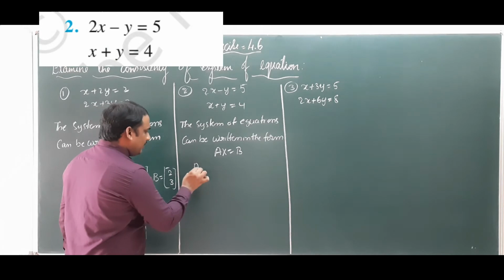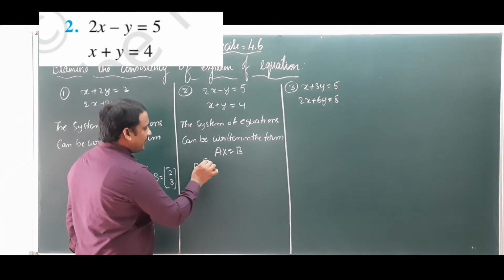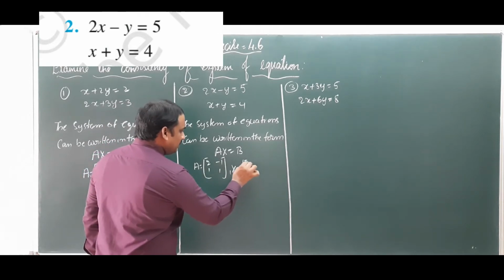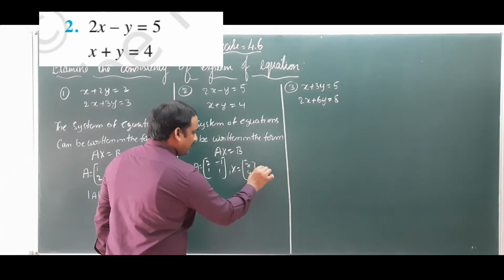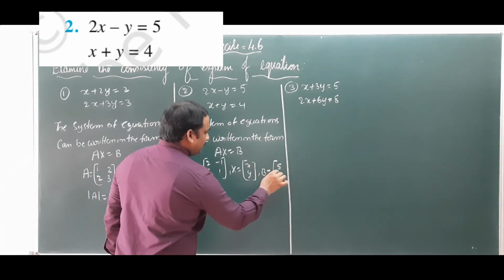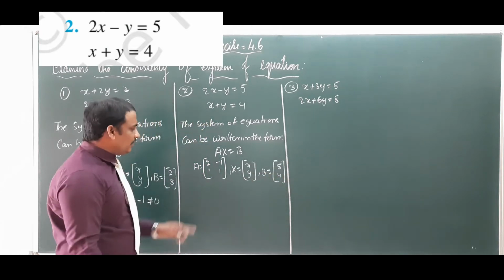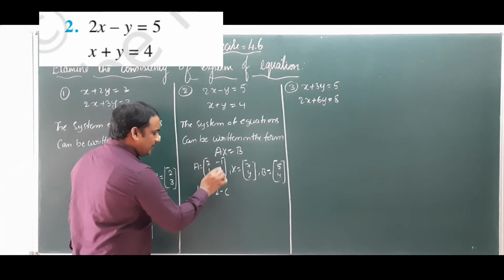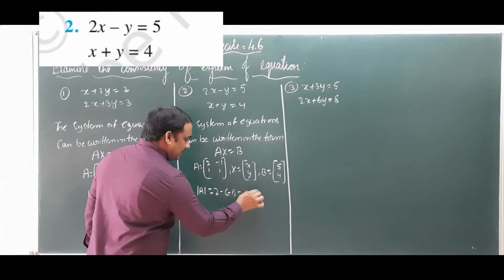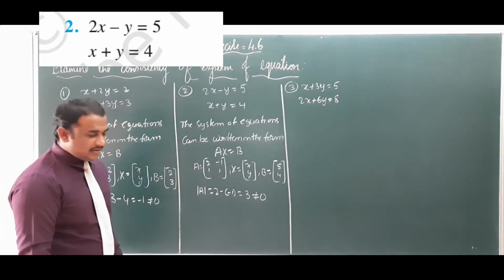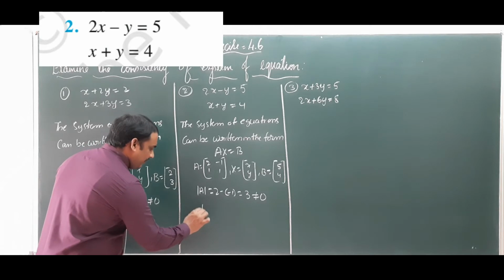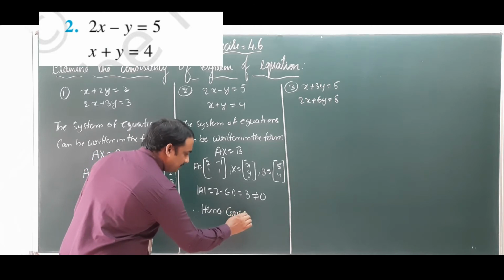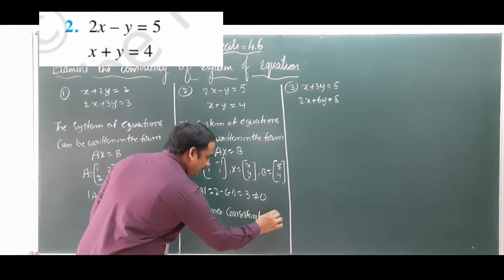Now the A matrix: A equal to 2, minus 1, 1, 1. Next, capital X equal to x, y. Now capital B equal to 5, 4. Now det A equal to 2 into 1 minus 1 into minus 1, that is 3, not equal to 0. A is a non-singular matrix. Non-singular matrix means, therefore, consistent and unique solution.